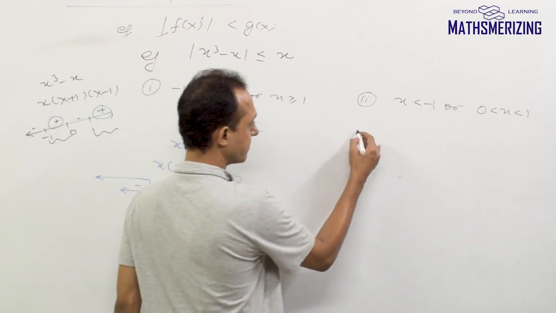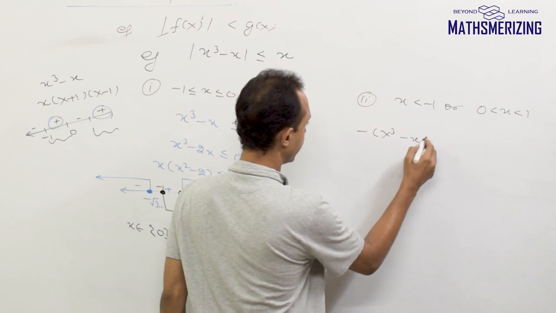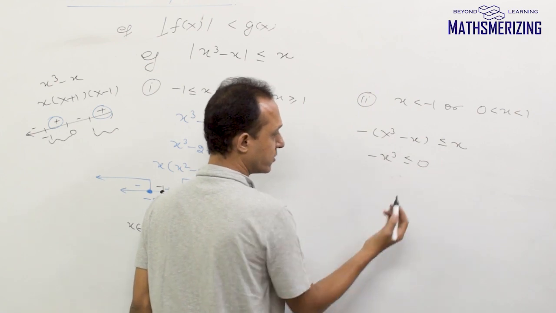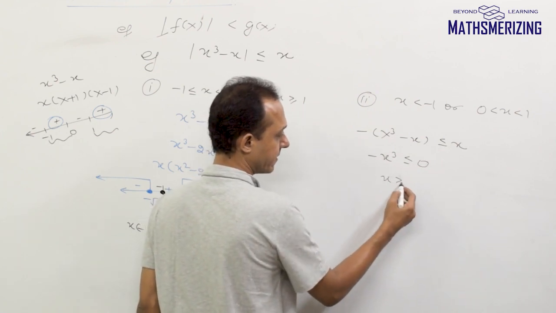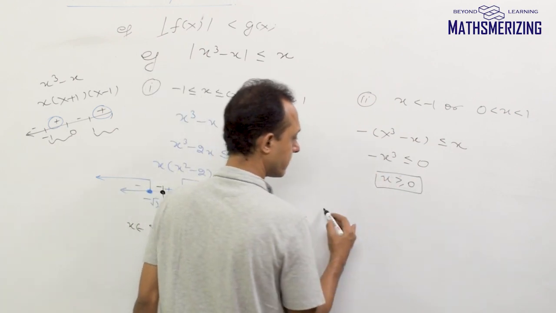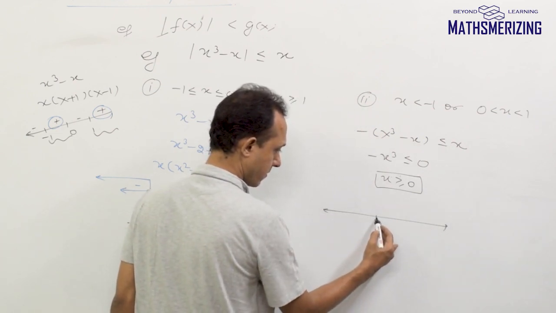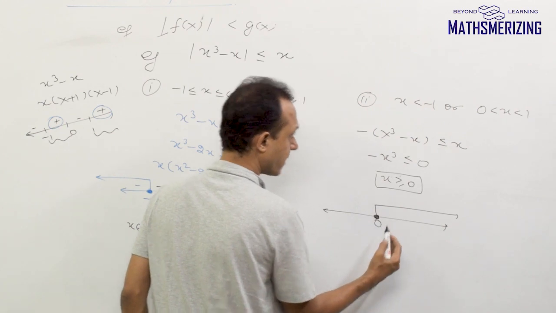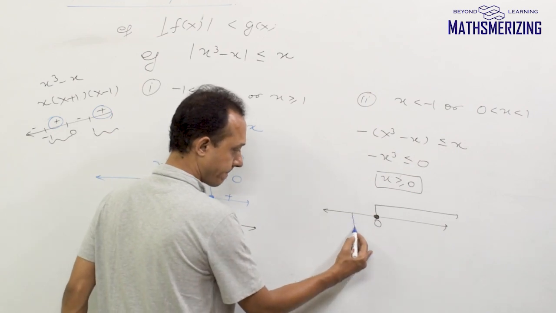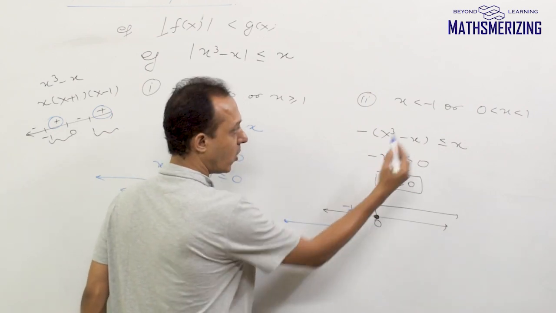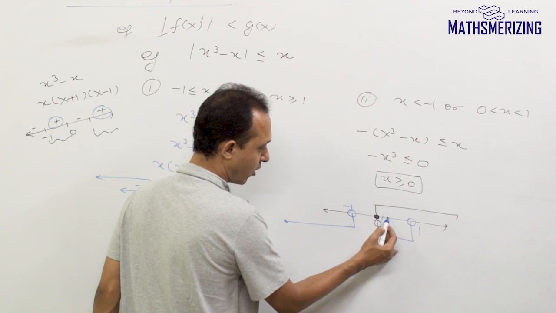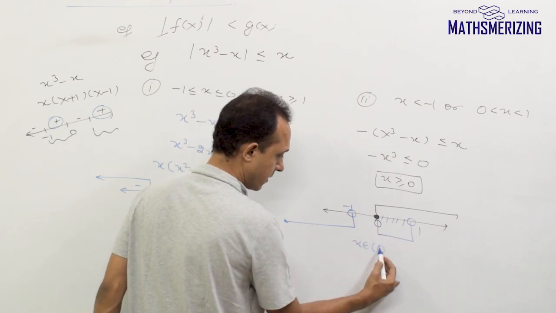Now for the second part, this value will be negative. So I'll write minus of x cube minus x should be less than or equal to x. So if I solve, I'll get minus x cube should be less than or equal to 0. Or simply I can write x is greater than or equal to 0. Now this result, again, has come with the condition which is either x is less than minus 1 or x lies between 0 and 1. So the interval which is common to both is x belongs to 0 to 1.